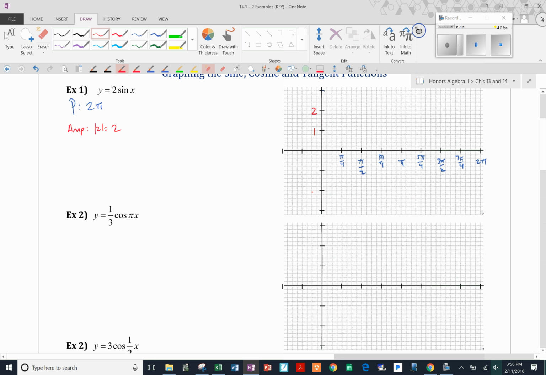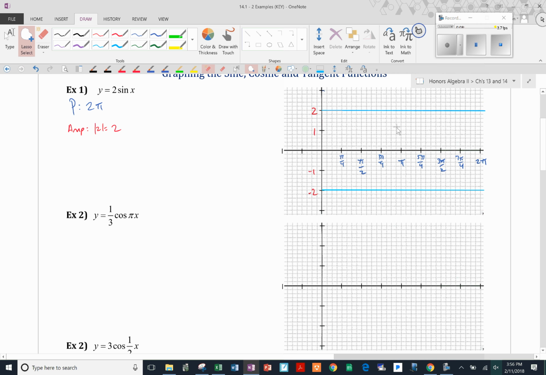This is not necessary, but if you want to, at your minimum and maximum values, just put light lines where the maximum and the minimum values are, just to help you in graphing it a little bit quicker. Again, that's not necessary, but it might make the graph go a little bit quicker as we go.